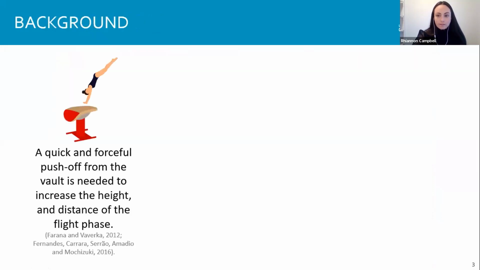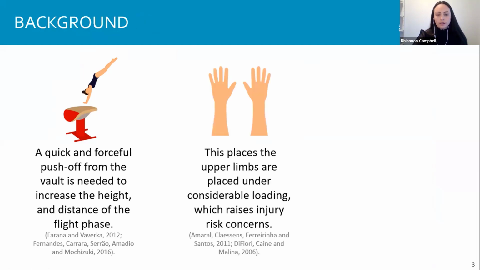In order to achieve a successful vault, a quick and forceful push-off from the arms is needed to increase the height and distance of that flight phase, and this allows gymnasts to perform more twists and somersaults prior to landing, which increases the difficulty and the overall score of the vault. But this does place the upper limbs under considerable loads, which has raised injury risk concerns.